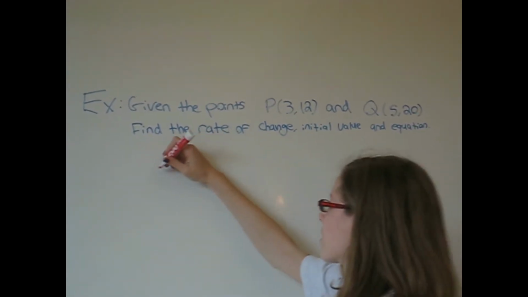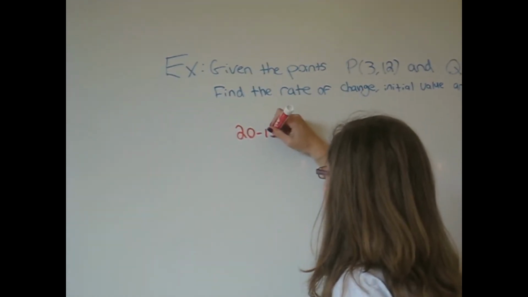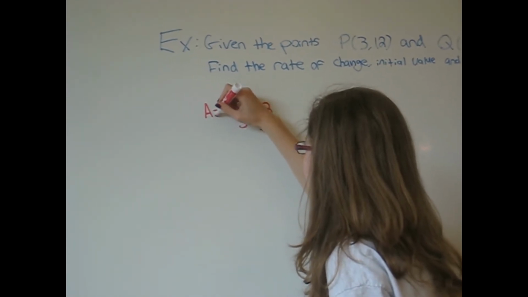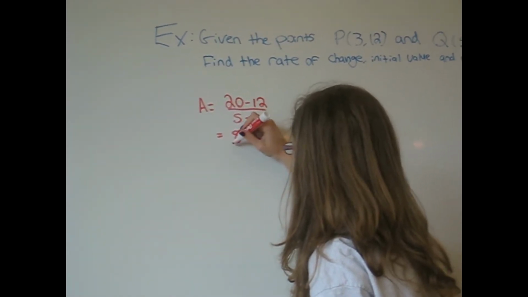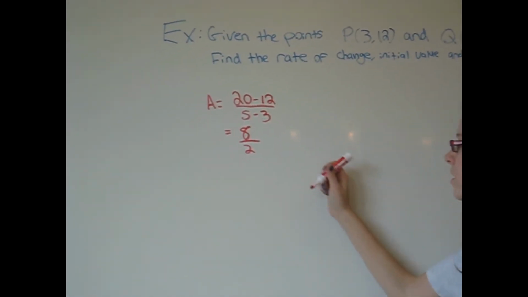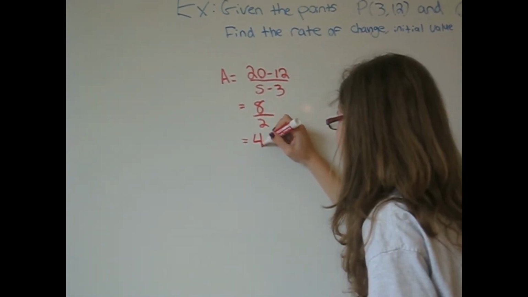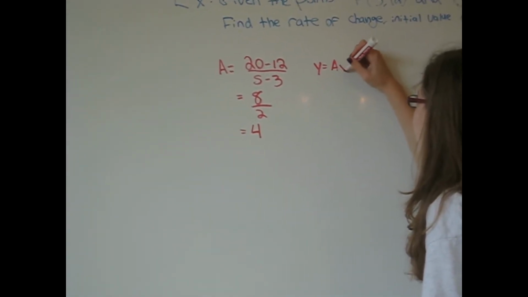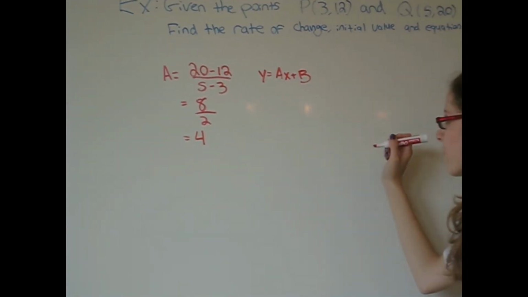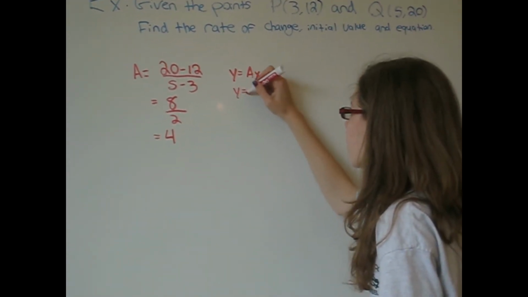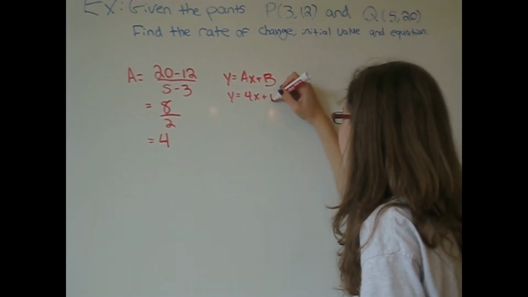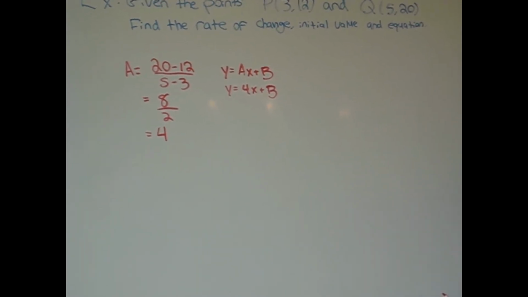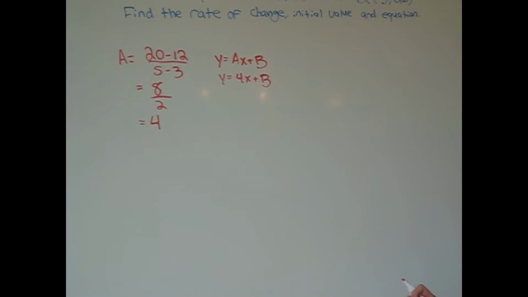20 minus 12 divided by 5 minus 3. 8 divided by 2 equals 4. Y equals ax plus b. Y equals 4x plus b. At this point, we found a, which is the rate of change. Now we need to find b, which represents the initial value in the formula.